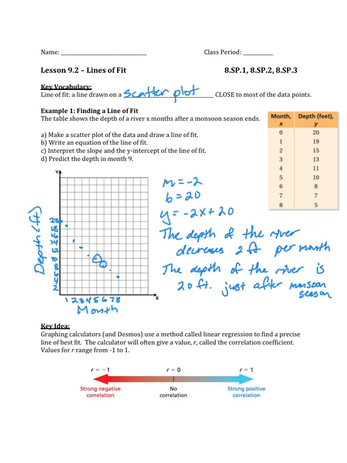And then our last step is to predict the depth in month 9. So now that we have our equation, y equals -2x plus 20, we can just substitute 9 for x, and we get y equals -18 plus 20, or 2 feet.